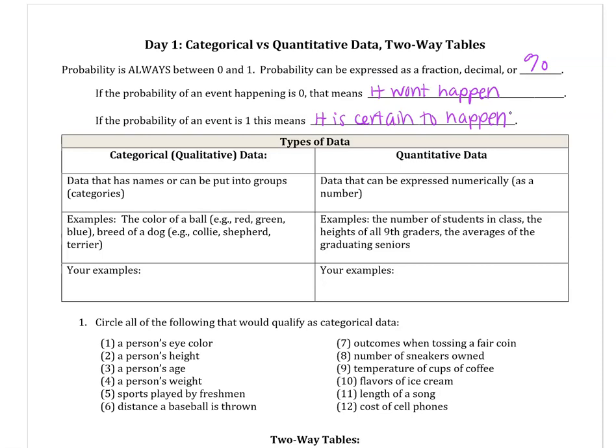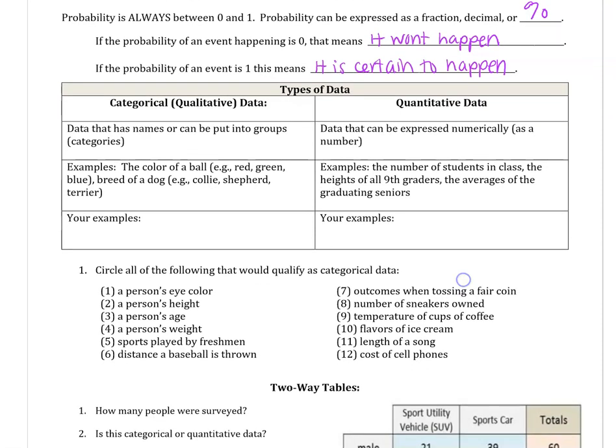All right, so first of all, differences between types of data. We've got categorical, or sometimes you'll see it called qualitative data. This is data that has names or can be put into categories. For example, the color of a ball: red, green, blue. Breed of a dog: collie, shepherd, lab, terrier, whatever. These are things that fit nicely into boxes. It's a success versus failure thing. Your dog is either a collie or it's a terrier. The ball is either red or green. What category does it fit into?